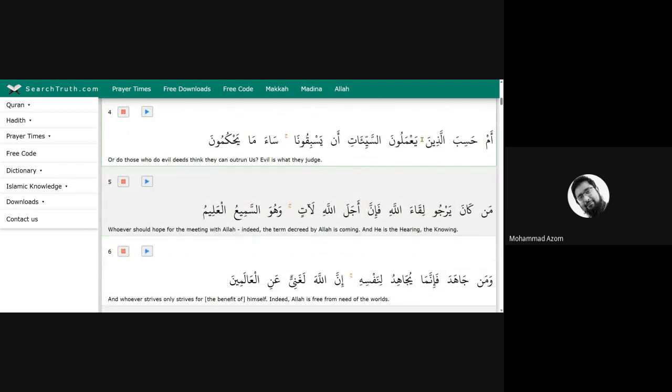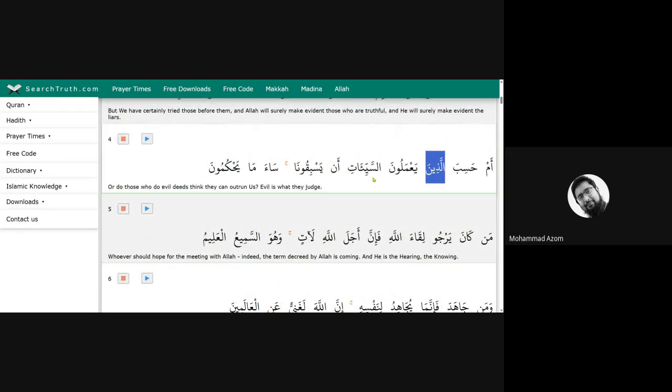For example, this one. What does alladhina mean? Can you remind me? What did we talk about, alladhina? Those who. But what is the Arabic term? Where did we talk about alladhina, alladhani, alladhi? Do you remember? Ism mausul. Very good, ism mausul.